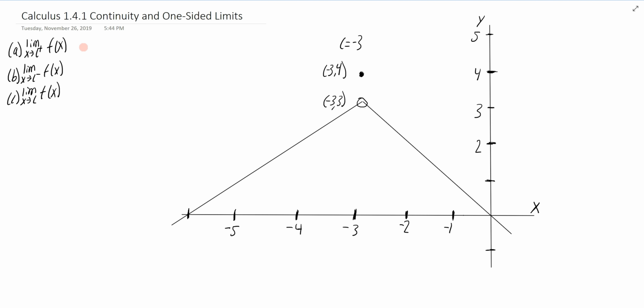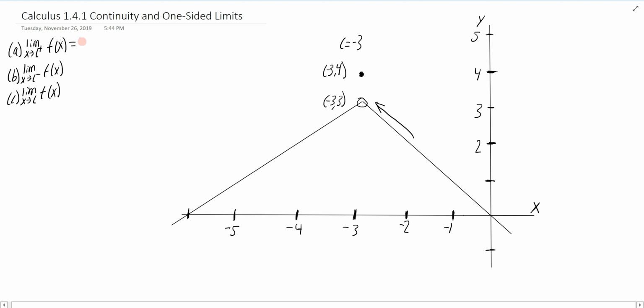Okay, well, let's draw a line of trajectory. If we're going from the right to c, we're going this way. And so if we follow this, we go from -2 closer and closer and closer to -3, and guess what? We're going to end up with a value of 3. So we just get 3 here.